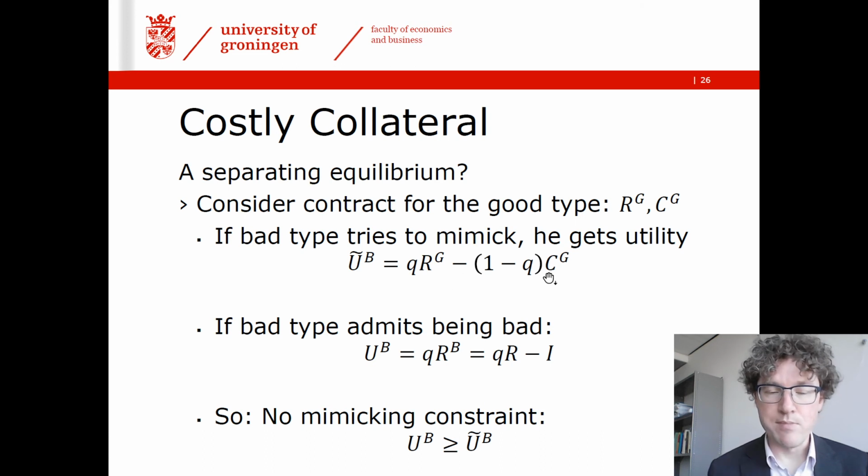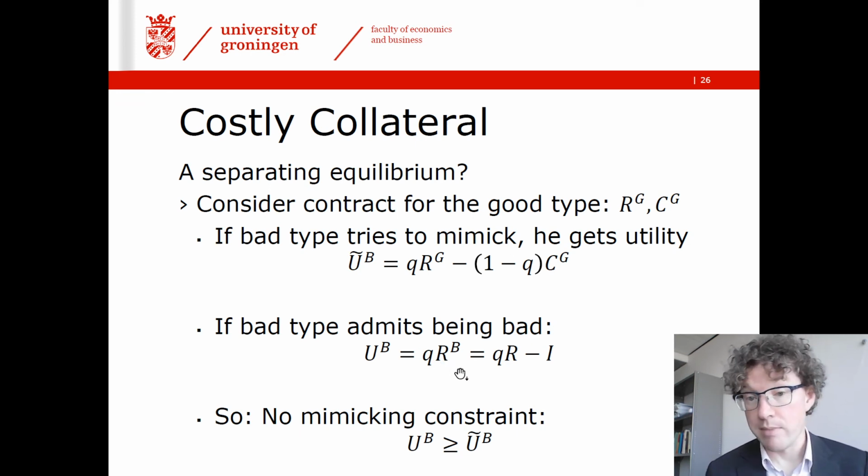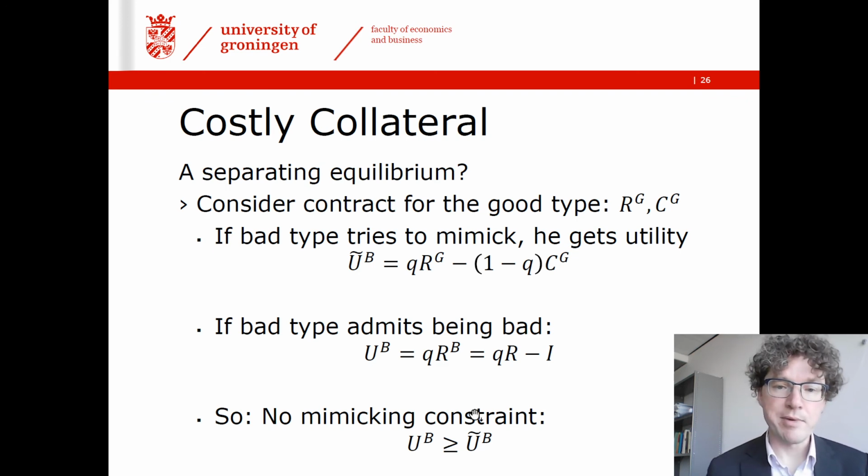If still the bad quality borrowers are going to mimic, in the sense of claiming to be a good type, they will get a higher RG, but now they will also incur the loss of this CG. Instead, they can also say, well, yeah, sure, I'm bad, just give me the RB that allows you to break even, though I'm a bad entrepreneur, and that will leave the NPV of the project, QR minus I, to the bad type borrower. And so the no mimicking constraint is, well, the utility that the bad type gets from admitting being bad needs to be at least as good as the utility that they get if they pose or mimic to be a good type.